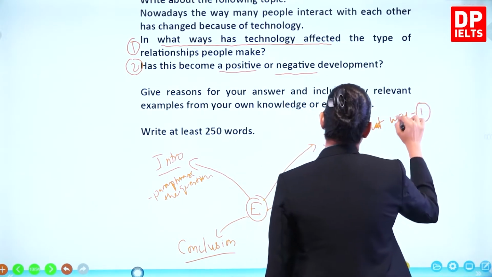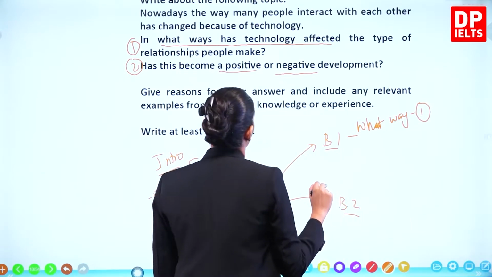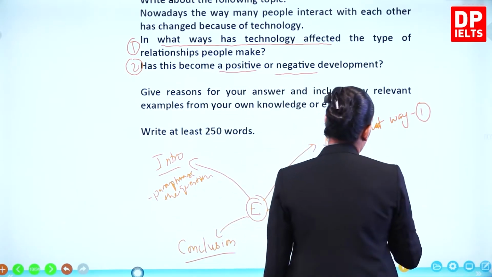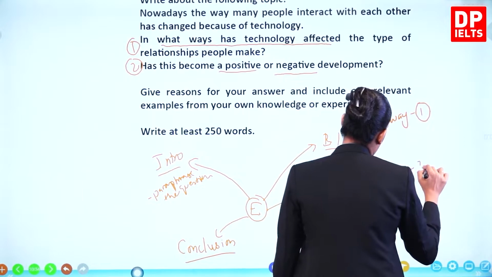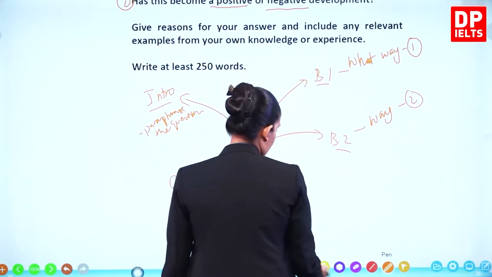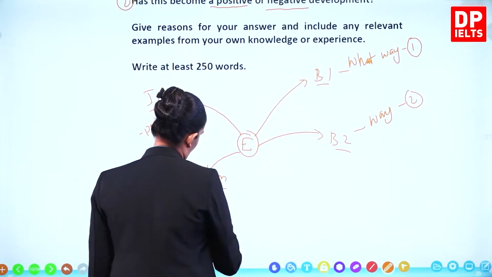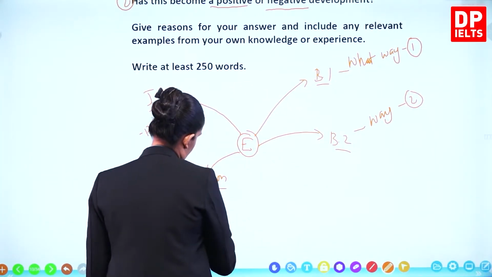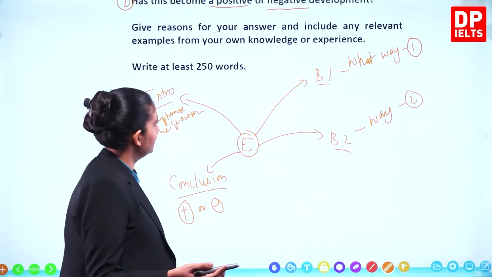So way number 1, okay. And then I could talk about way number 2. And then in the conclusion, talk about if it is a positive or negative development. Okay, so you could think about it.